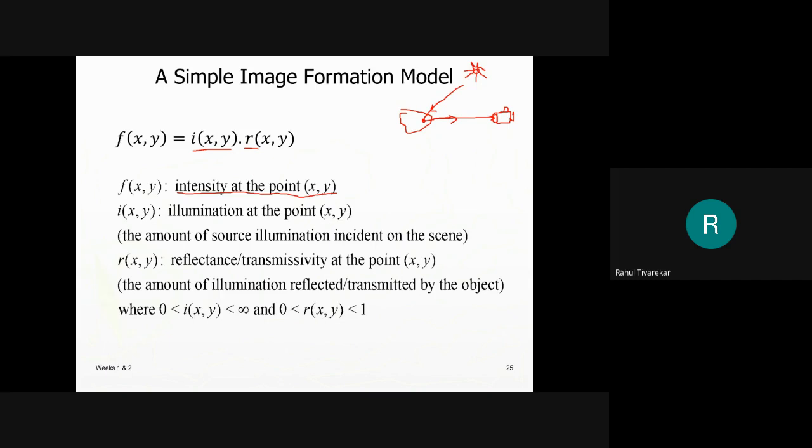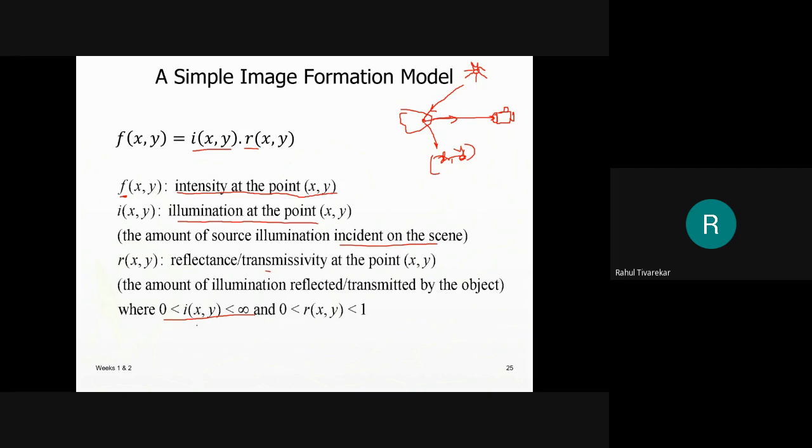If I want to analyze the intensity at point x comma y, this is the point x comma y. At this point, the intensity is denoted by f. At this point, the incident illumination is called I of x comma y, and the reflected light is called R of x comma y. So the amount of source illumination at that point is I of x comma y. The amount reflected because of the transmittivity is called R of x comma y. And we always see that the incident light always varies.